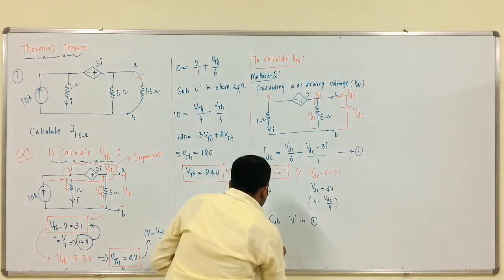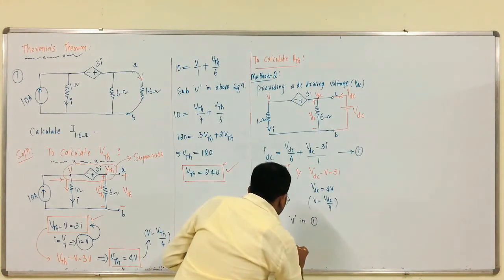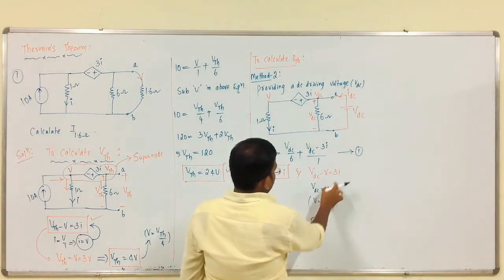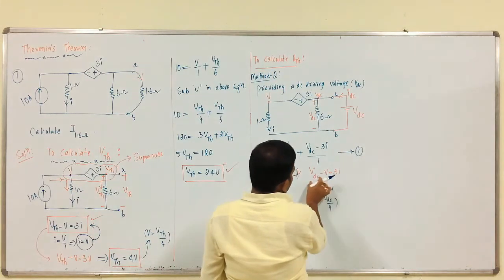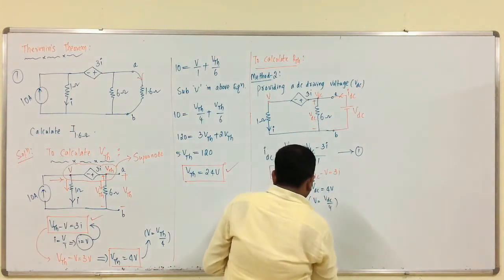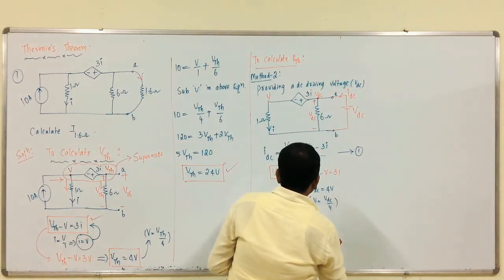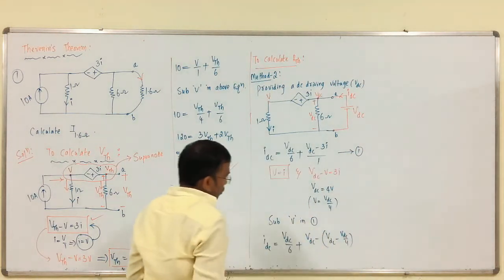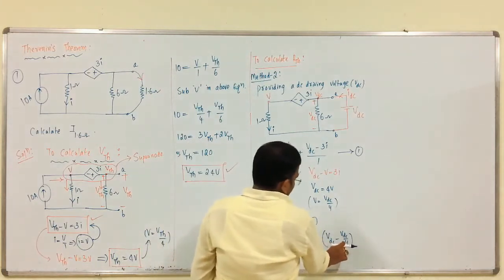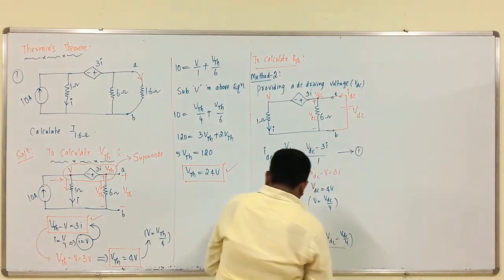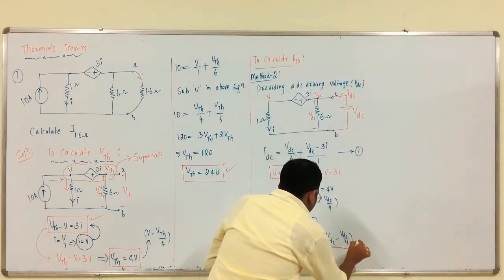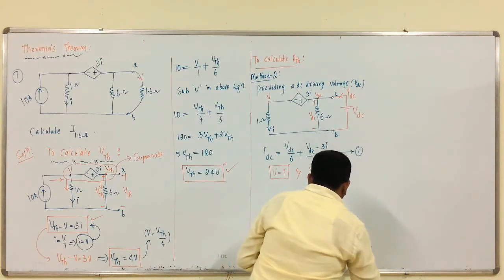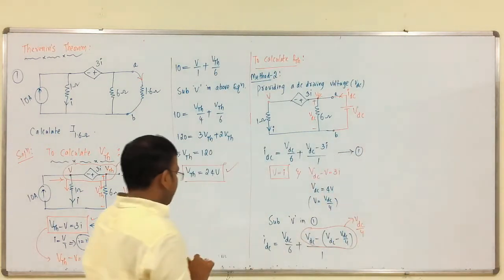therefore, IDC is equal to VDC by 6 plus VDC minus 3I, nothing but VDC minus V, VDC minus 3 nothing but VDC minus VDC by 4. So, 4 VDC minus VDC by 3 VDC by 4 from this is nothing but 1. So, from this 3 VDC by 4, simple we got VDC by 4, right, that is it.